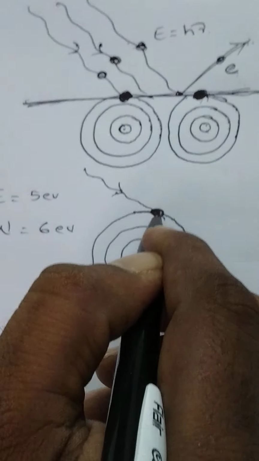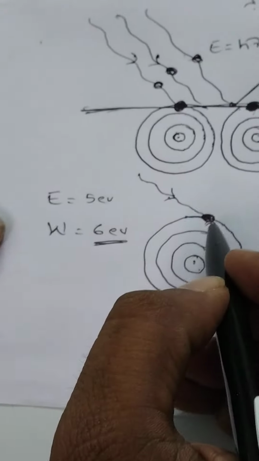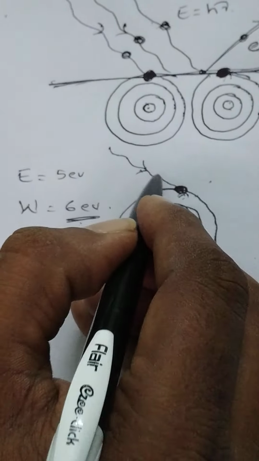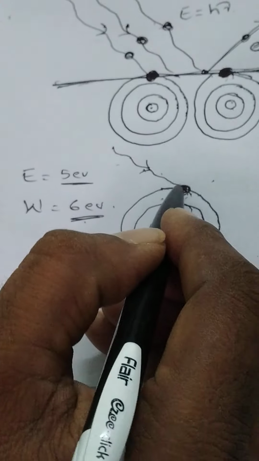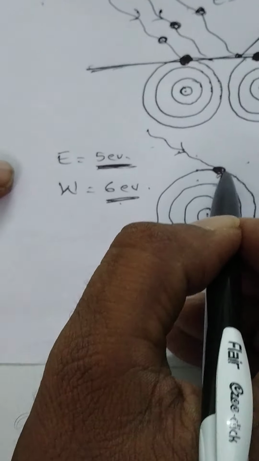Now the interaction energy of the nucleus with the electron is equal to 6 electron volts, and the minimum energy required to remove the electron is equal to 6 eV. But the incident photon energy is equal to 5 eV. That's why this energy is not sufficient to remove the electron from the photometal.